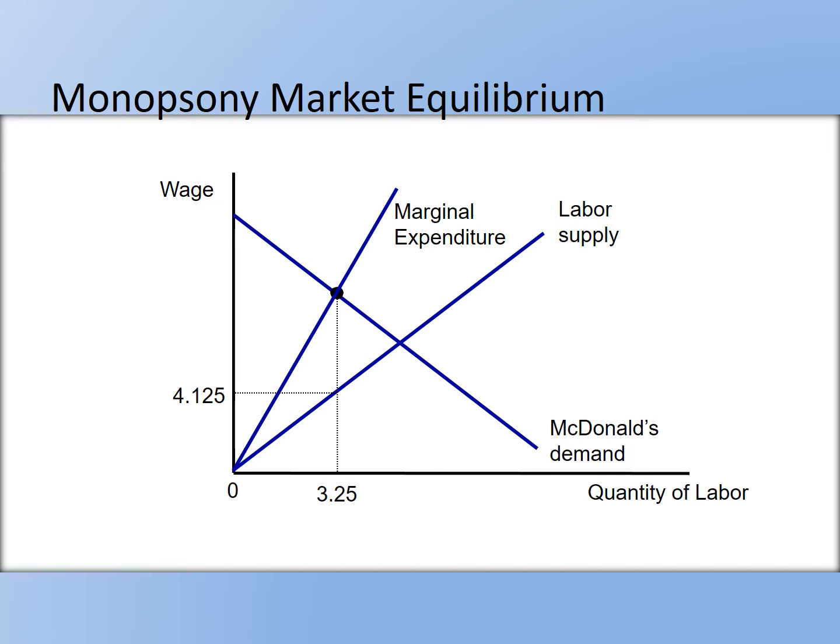So the monopsony would take that into consideration, and it equates the benefit it gets from each worker to the expenditure caused by hiring one additional worker. So the intersection between demand and marginal expenditure gives you the quantity of labor to hire. Salary is given by labor supply because that's the lowest salary. This 3.25 worker is the last worker hired. That's the minimum wage he wants.